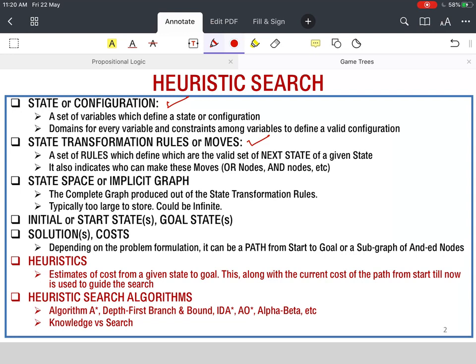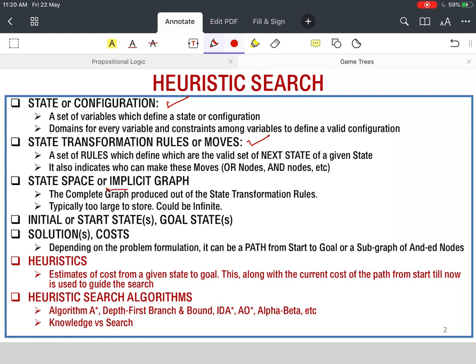However, when there are multiple players, or you are playing against the environment, or there is a probabilistic issue involved, then some nodes can be choice moves or OR moves, whereas some other nodes may not be choice moves, where you have to consider all of them, and therefore they are known as AND nodes. And we have discussed them in great detail in the previous lectures.